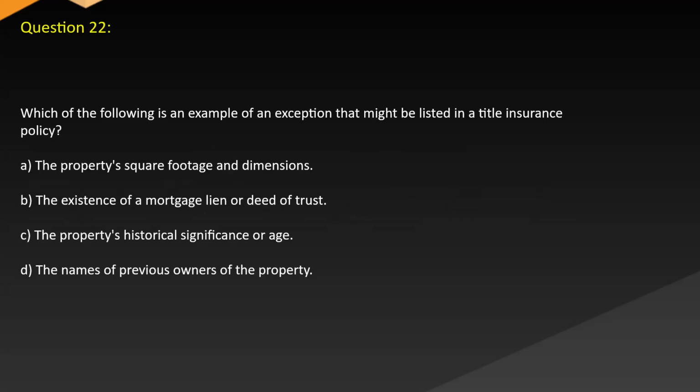Question 22. Which of the following is an example of an exception that might be listed in a title insurance policy? A. The property's square footage and dimensions. B. The existence of a mortgage lien or deed of trust. C. The property's historical significance or age. D. The names of previous owners of the property.